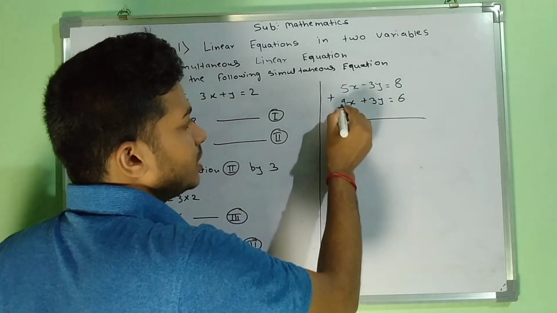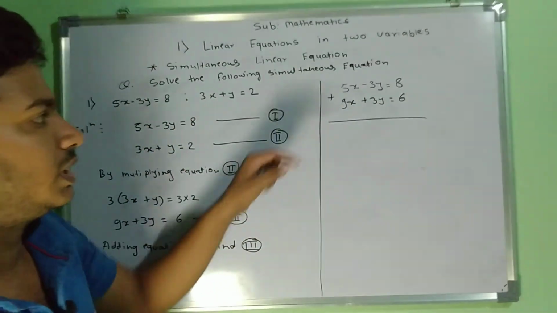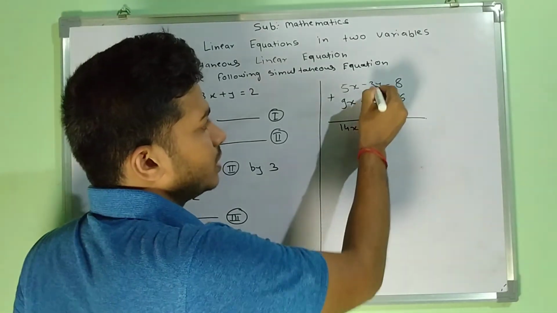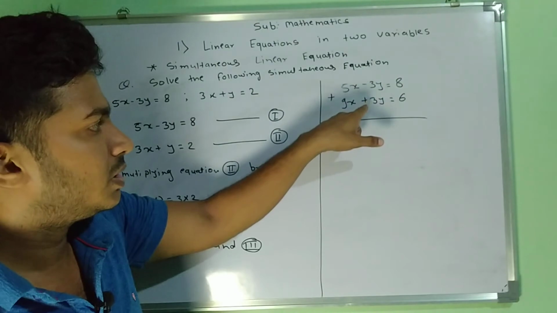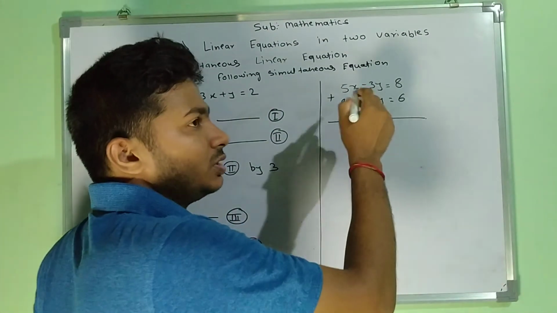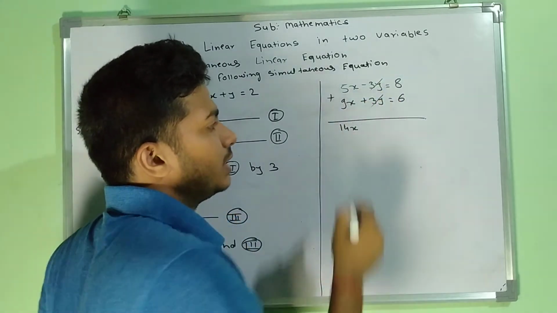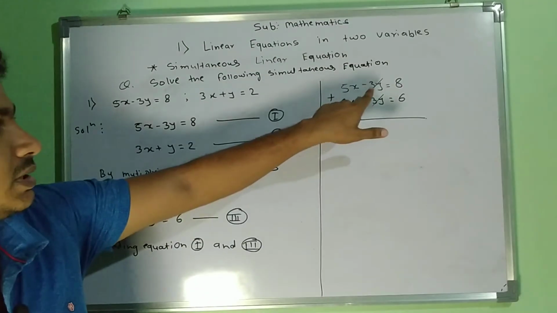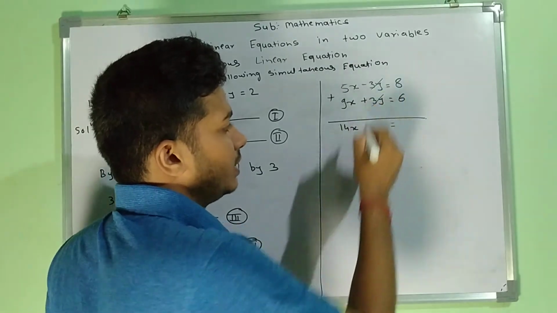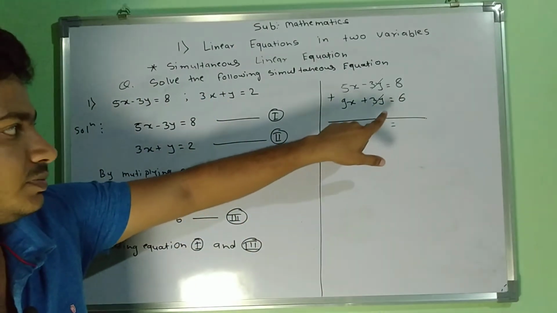5x plus 9x. 5 plus 9 is equal to 14, so 14x. Now look here. Minus 3y plus 3y. We know that whenever we add a positive number and the same negative number, they cancel each other. So minus 3y plus 3y will become 0. So we cannot write anything. That number will be cancelled.